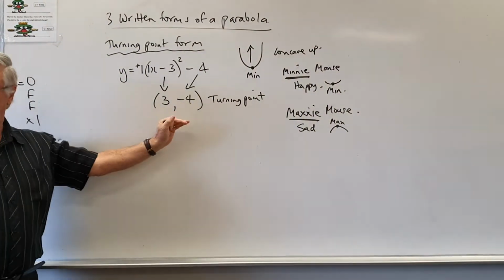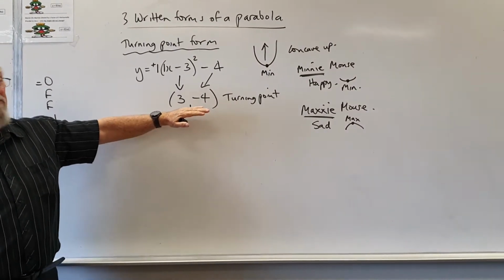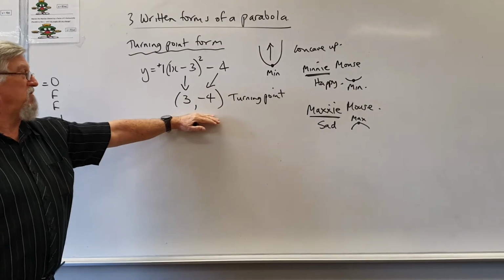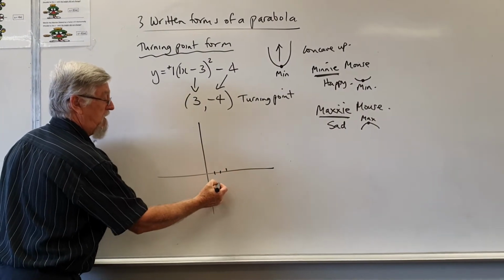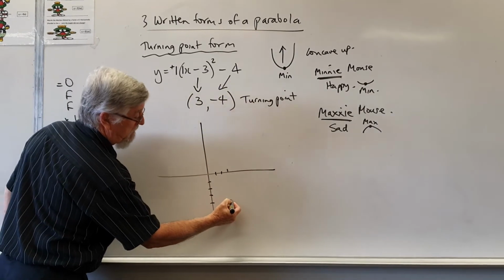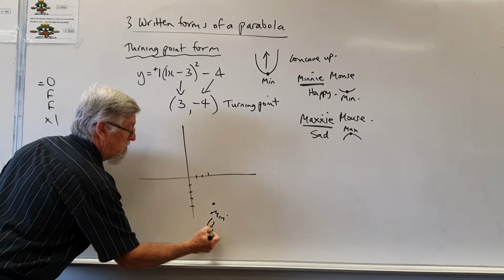So there's not an understanding. There's just the turning point. We can spend another 5 minutes on why that's a turning point. Once I look at the turning point, I can come down to here. I like to go 1, 2, 3, down to 4. So there's the lowest point of the parabola. There's our min, which is at (3, -4).